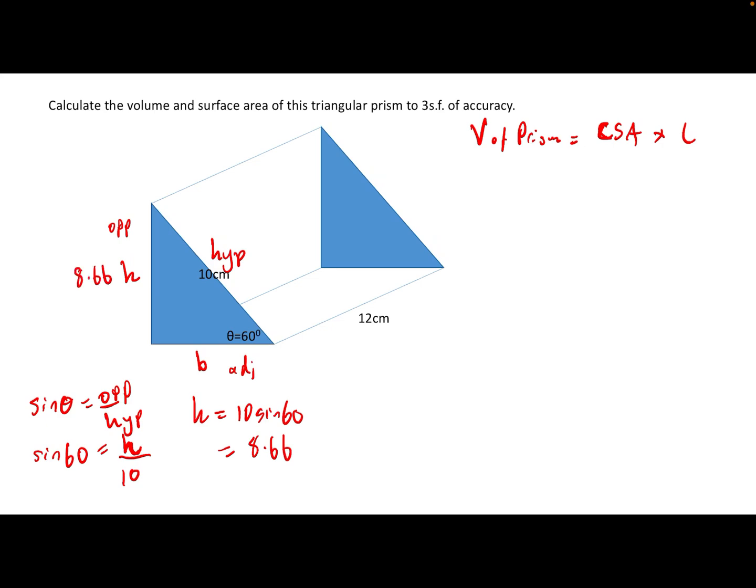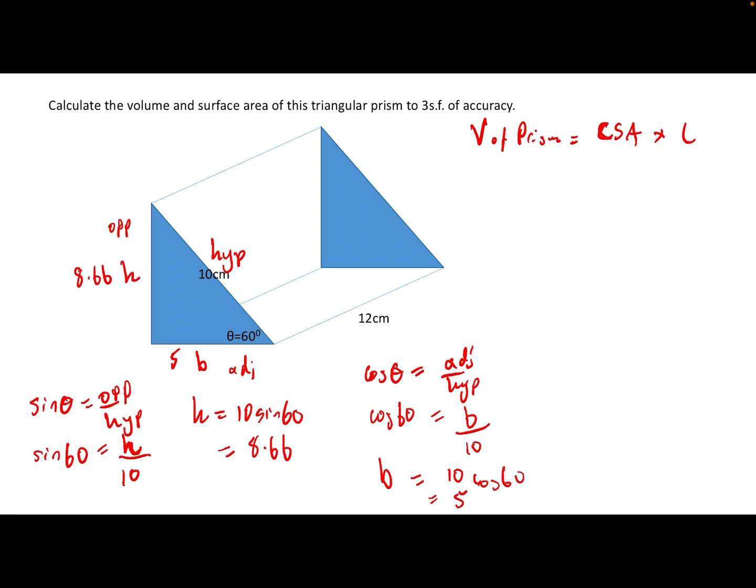I can now find the base by using cosine. So the cosine of my angle is equal to the adjacent over the hypotenuse. So cosine of 60 is equal to the base, which is the adjacent, over the hypotenuse, which is 10. So the base equals 10 cos 60, which is 5. So the base is 5, okay?